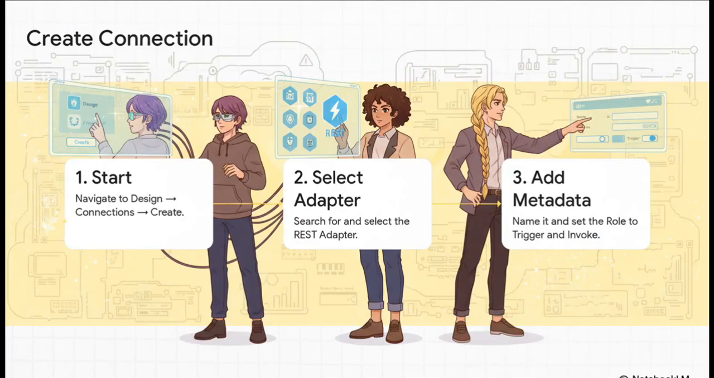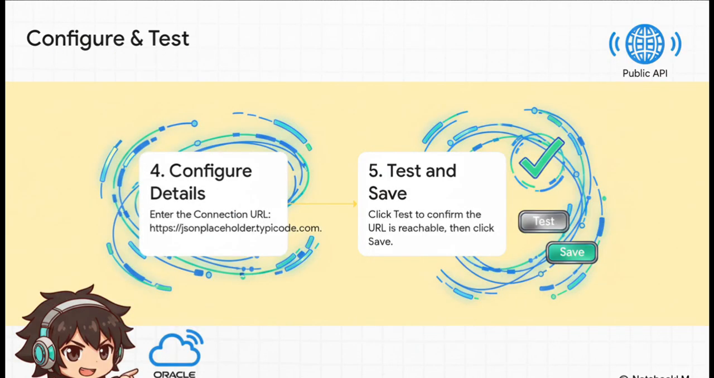Okay, first things first. Inside the OIC console, you're going to head over to Design, find Connections, and click that Create button. Easy enough. Now we need our blueprint, right? So we'll search for the REST adapter and select it. Then, we just need to give our connection a good descriptive name and tell it what its role is. Basically, can it kick off an integration, or will it be called by one? Or maybe both. All right, now for the important part, filling in the details. We're going to grab that connection URL for our to-do list API and paste it right in. And since this is a public API, we'll set the security to no security policy.